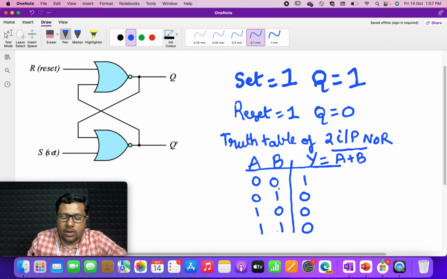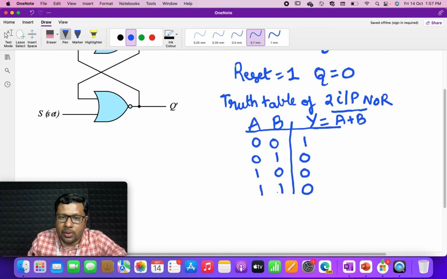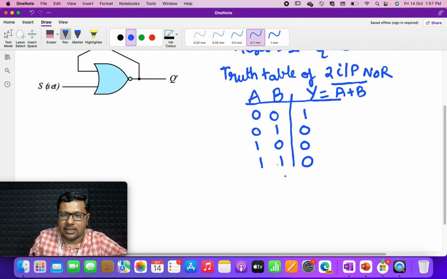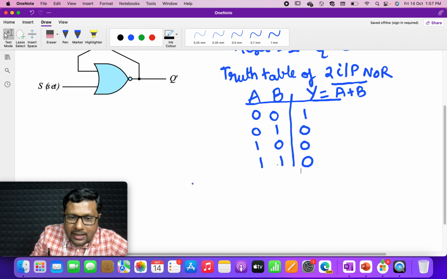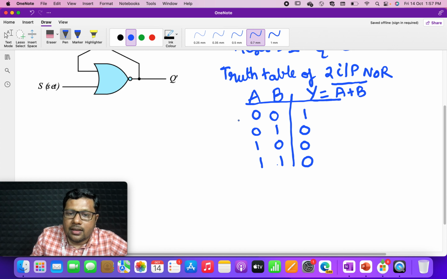Now I want to summarize this two input NOR gate. I can make the following statement: if at least one of the inputs to a NOR gate is high, the output is low. If at least one of the inputs is high, the output is low, else the output is high. In the first case none of the inputs is high, so the output is high.